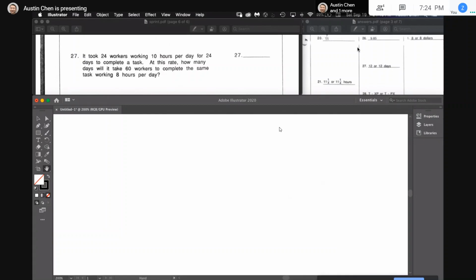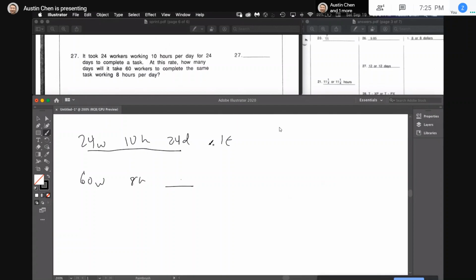Okay, interesting. So to complete this one task, it took 24 workers, 10 hours. So I'll denote workers by W, hours by H, and 24 days by D. And all of this completed one task. And at this rate, how many days will it take 60 workers to complete the same task working 8 hours per day? And we want to know how many days it's going to take.